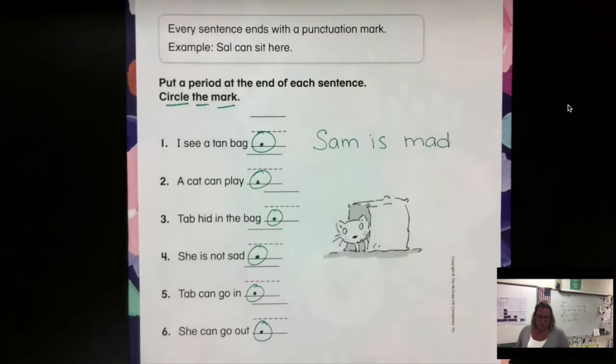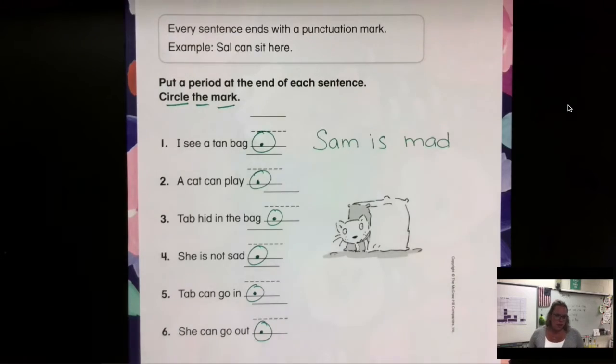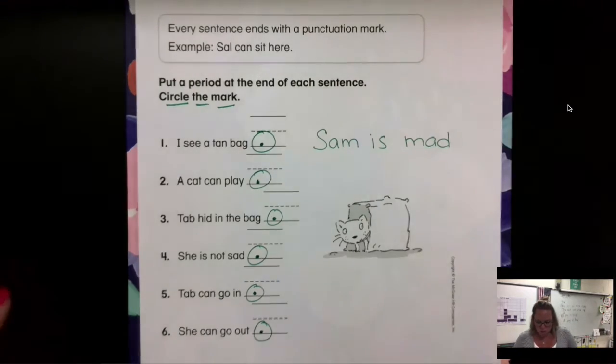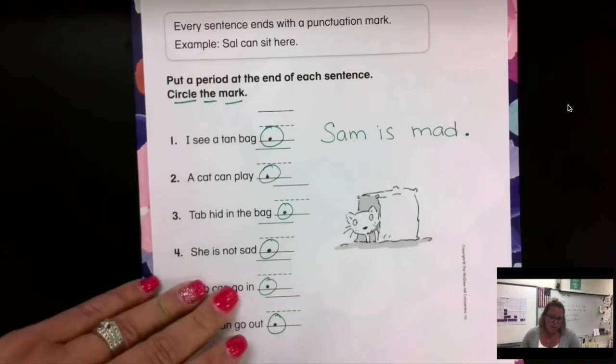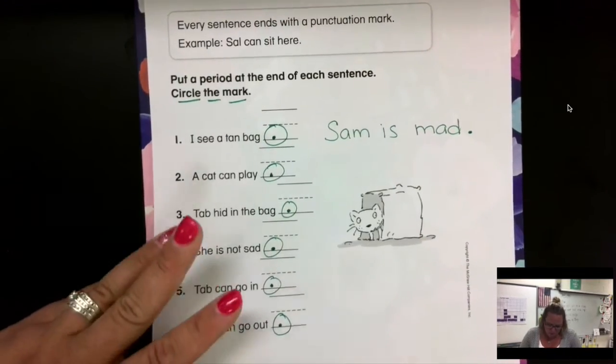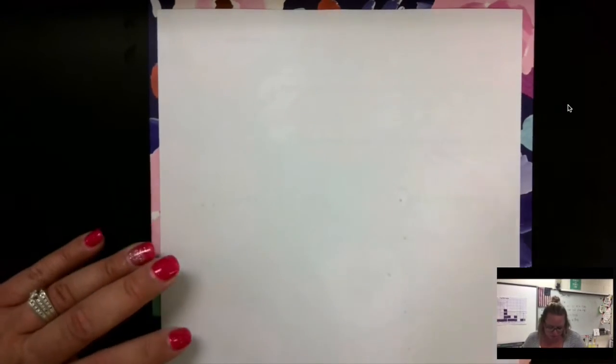If I have a sentence over here that I put up that says, Sam is mad. What would need to go at the end of that sentence? We would need to put a period. Okay, I'm going to flip this paper over for a minute because I want to review word order, which is the main idea for this week. So I want you to go ahead and take a look.